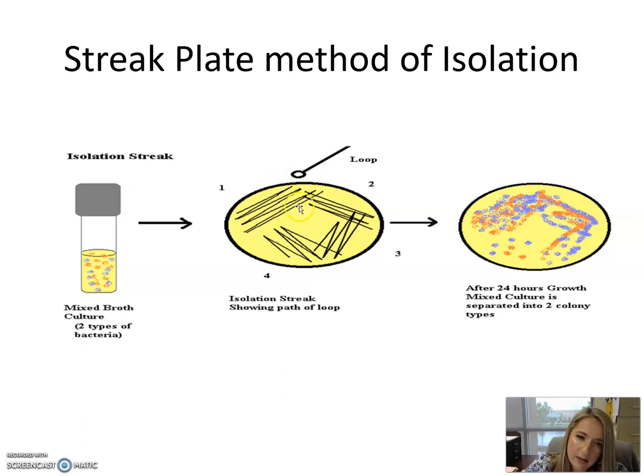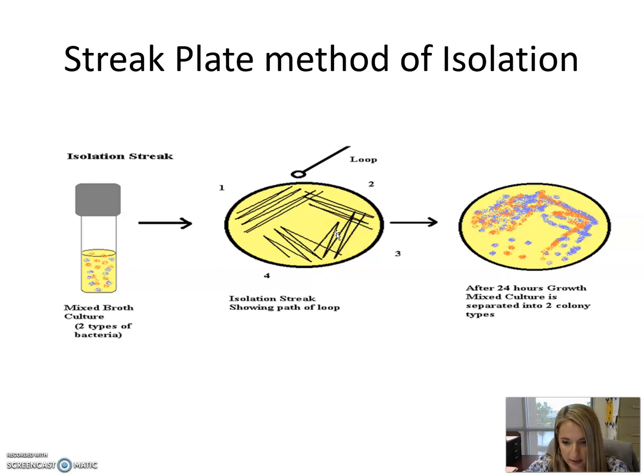Then you would come in after sterilization and take a small sample of your quadrant 1 and pull it over to make quadrant 2. And then again, you would sterilize your loop. You would come back. You would take a small sample from quadrant 2 and pull it down to make quadrant 3.